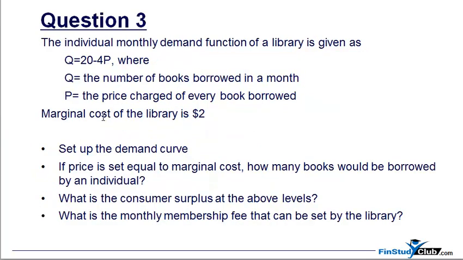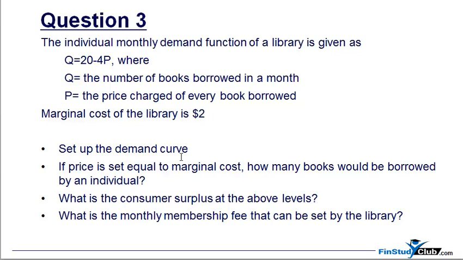Let's look at the third question. Well, this is a nice one. The individual monthly demand function of a library is given as Q equals 20 minus 4P. Q indicates the units demanded, P indicates the price per unit, where Q is the number of books borrowed in a month, so in a sense it indicates a monthly demand, and P is the price charged for every book borrowed. The marginal cost of the library is $2. So for every book borrowed, the library on an incremental basis incurs around $2.